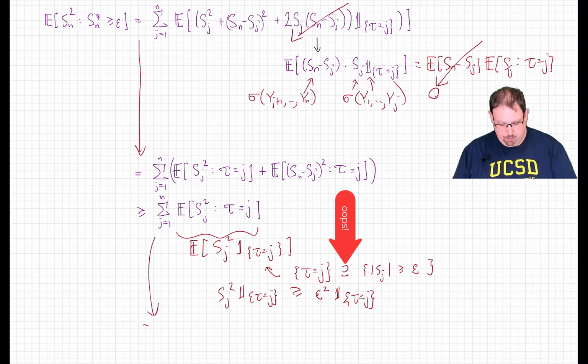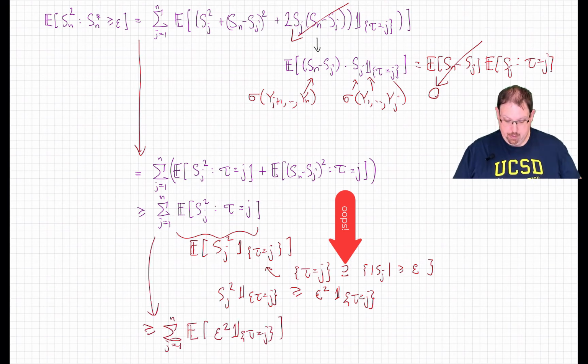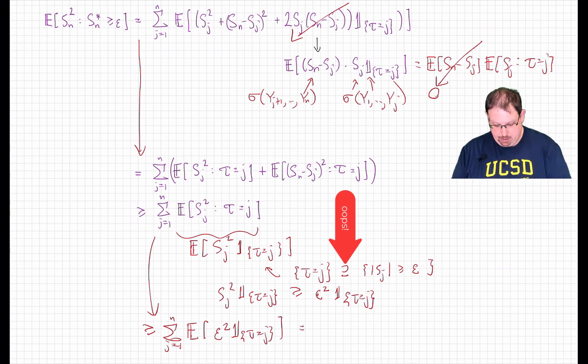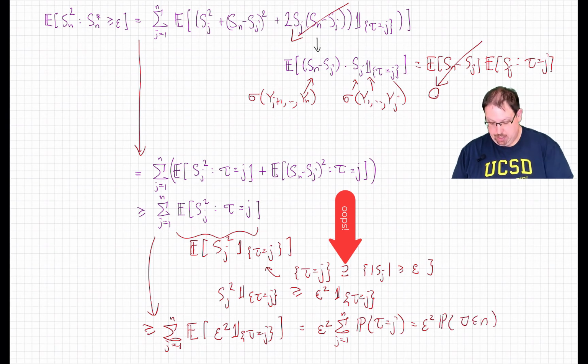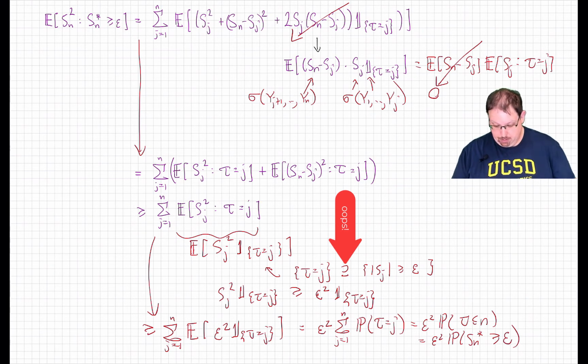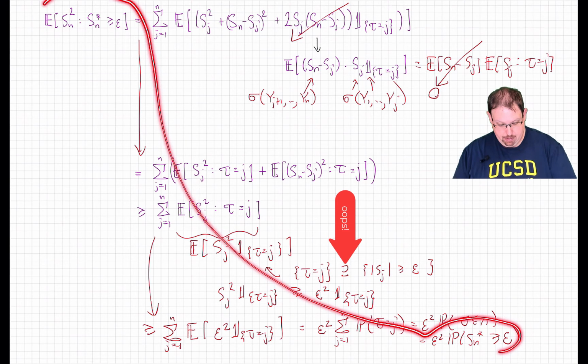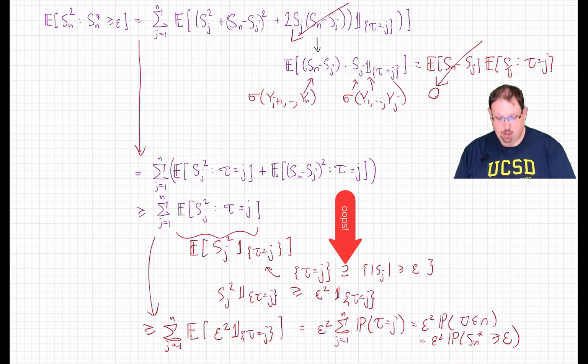And so we can bound from below as such, by pulling the epsilon squared outside, that's just epsilon squared times the sum of the probability that tau is equal to j, running from 1 up to n, which is the same thing as the probability that tau is less than or equal to n, which, as we established at the beginning of this proof, is the probability that the maximum Sn star is greater than or equal to epsilon. And that inequality is Kolmogorov's maximal inequality. Wasn't that fun?